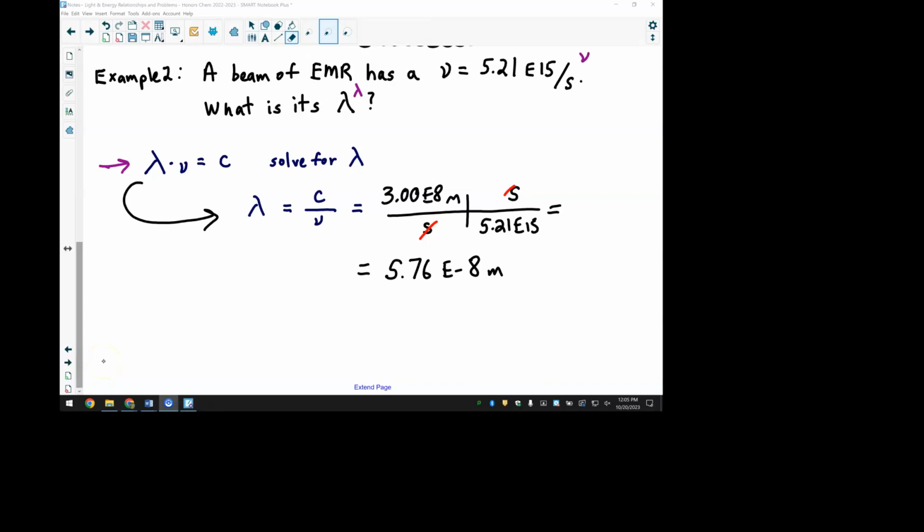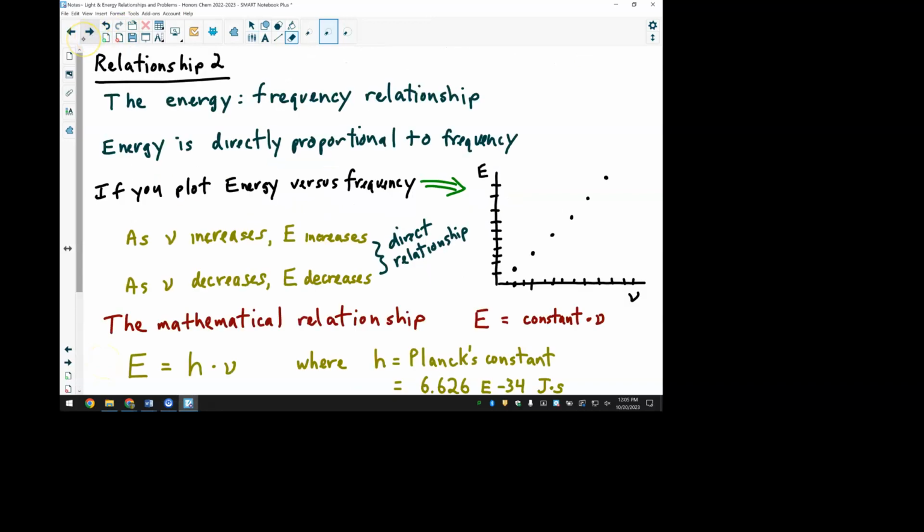All right, let's look at the second relationship, which is going to be the relationship between energy and frequency. I just called it the second relationship. It could be the third relationship, but I'm just calling it the second one.